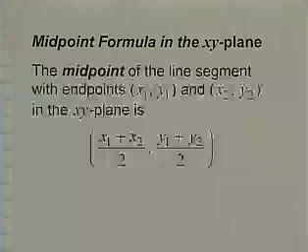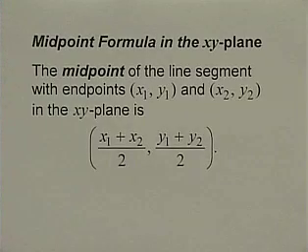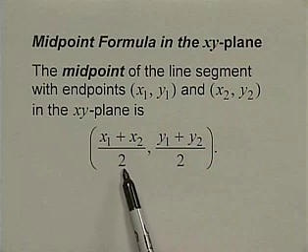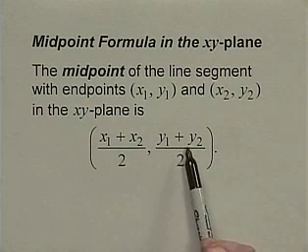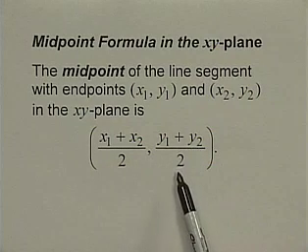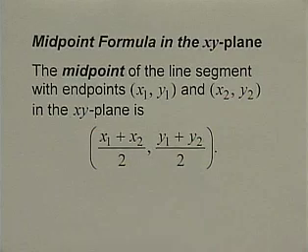There's another formula that we're interested in. That's the midpoint formula. That'll tell you the midpoint, or the point halfway between 2 points on the xy plane. So the midpoint of the line segment with endpoints (x1, y1) and (x2, y2) in the xy plane is given by this ordered pair here: ((x1 plus x2) over 2, comma, (y1 plus y2) over 2). So let's try it out.